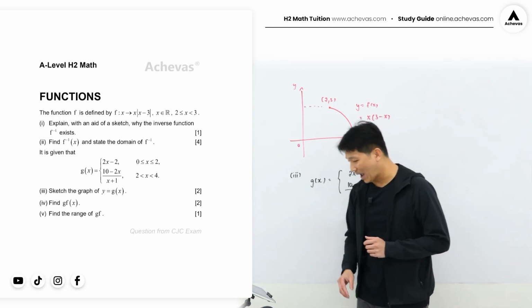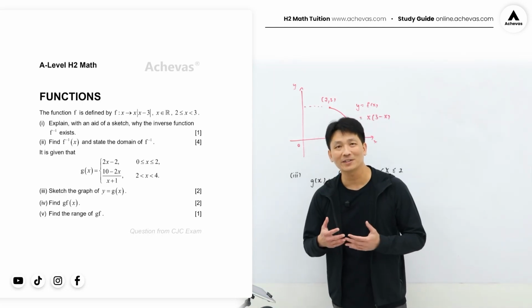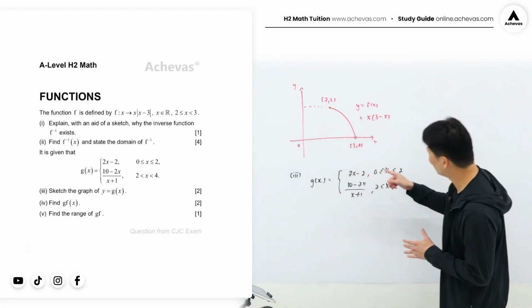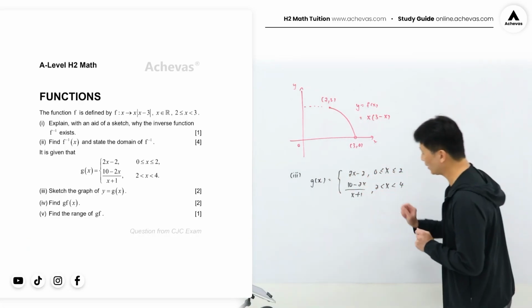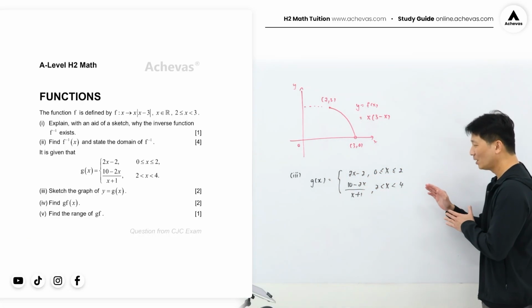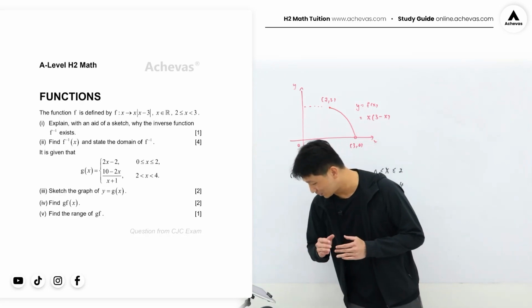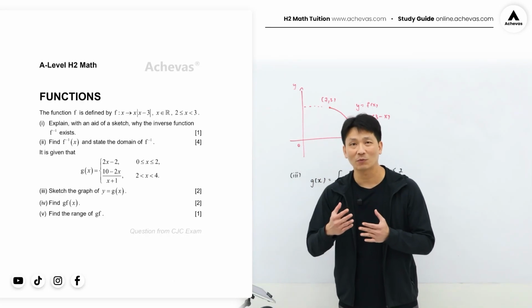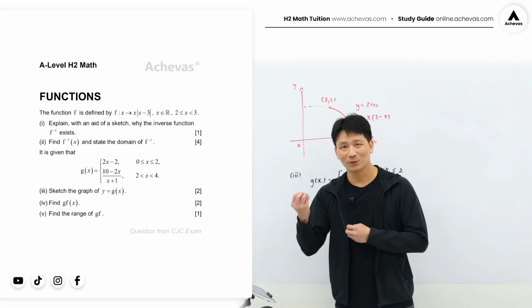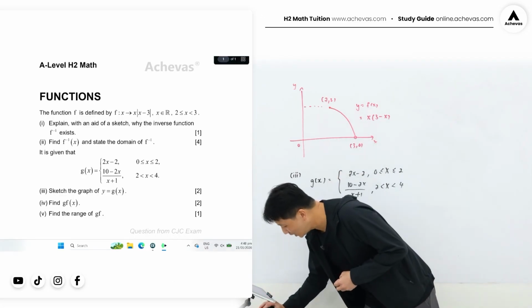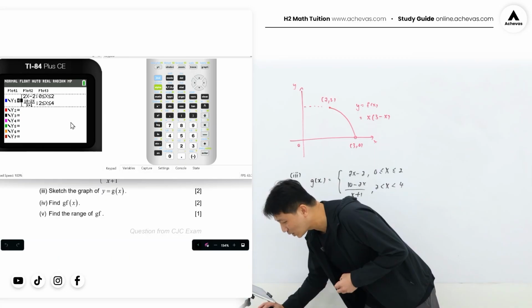It's now given that we have a piecewise function g(x) defined to be 2x minus 2 between 0 to 2, and 10 minus 2x over x plus 1 between 2 and 4 exclusive. So in this function g(x), which is a piecewise function, we are going to use our GC to sketch it out. So from our GC, again, we can make use of a piecewise function.